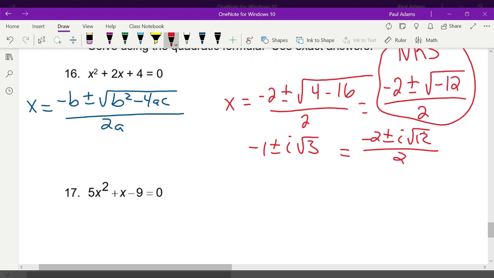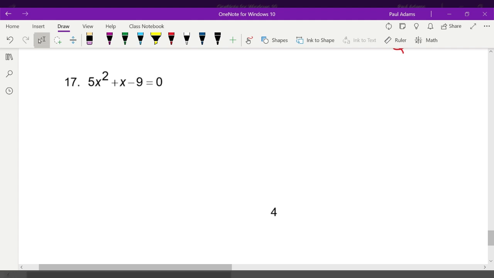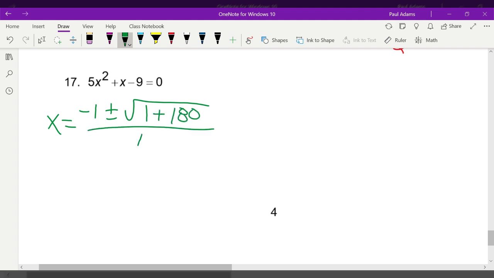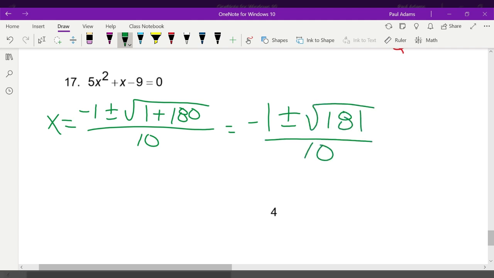All right, finally, our last one. I have 5x squared plus x minus 9. Once again, x equals opposite of b, so negative 1 plus or minus the square root of 1 squared, which is 1, minus 4 times 5 times negative 9, which is plus 180, all over 2 times 5, which is 10. 1 plus 180 is 181. So this is negative 1 plus or minus the square root of 181, all over 10. And you can't simplify it down anymore, so you just leave it like that.